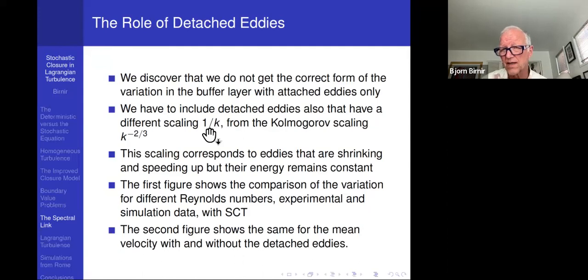The energy is basically constant. You're speeding up, but your energy is constant and it's getting longer. And in Fourier space, that's 1/k scaling. Now, when we incorporate this into the spectral function, or the spectral link, then we get a good comparison with experiments.